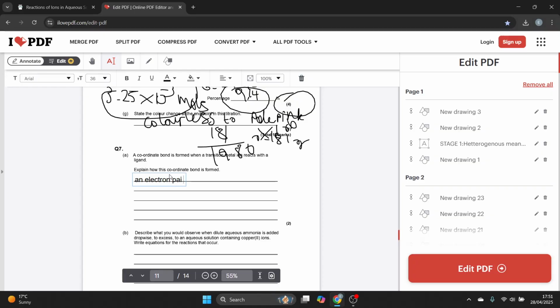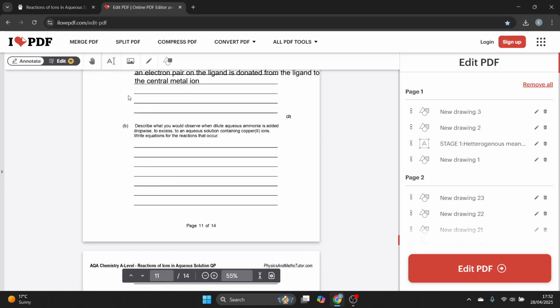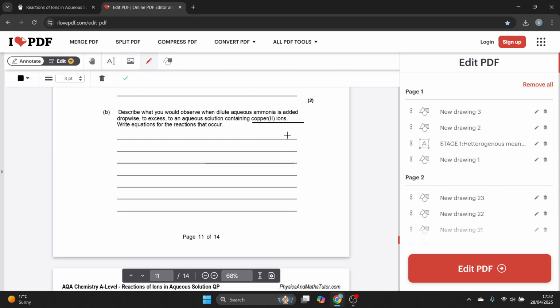An electron pair on the ligand is donated from the ligand to the central metal ion. Here's what you observe when dilute aqueous ammonia is added dropwise to an aqueous solution containing copper 2 ions. So find out the equation for copper 2 ions, and then to excess. I'm going to include both equations.